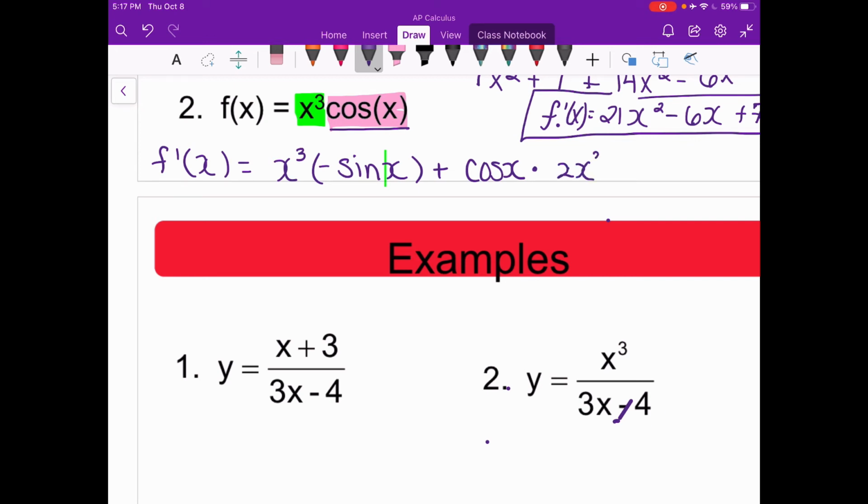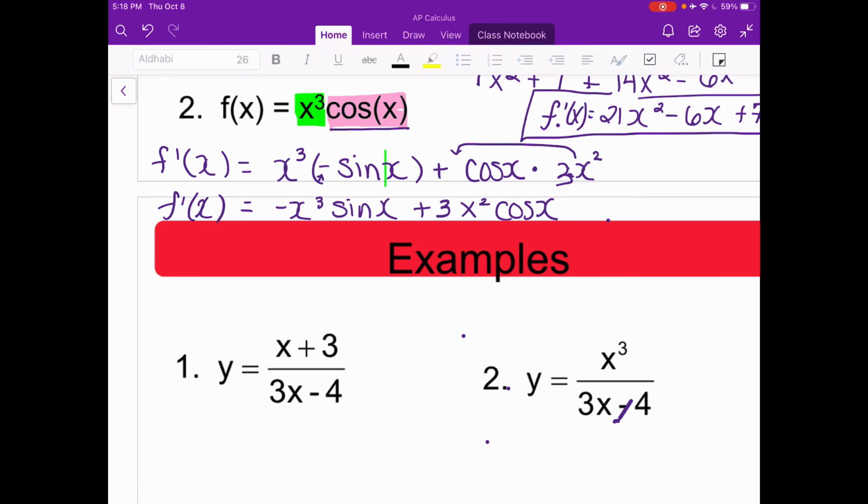So it's 2x squared. But we want to put that in front so we don't make any mistakes here. When I clean this up, I also want to be careful with this negative. It comes out in front of the x cubed, sine of x, plus 2x squared, cosine x. And hopefully you saw the mistake. It should be 3x squared. And that's your final answer there. No factoring necessary, nothing to simplify.